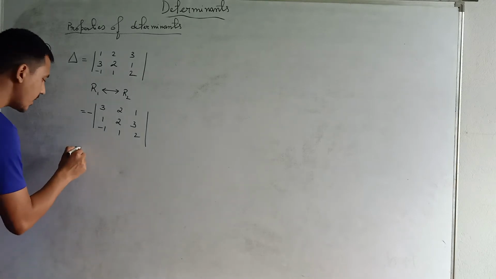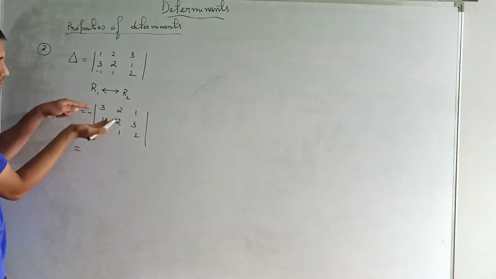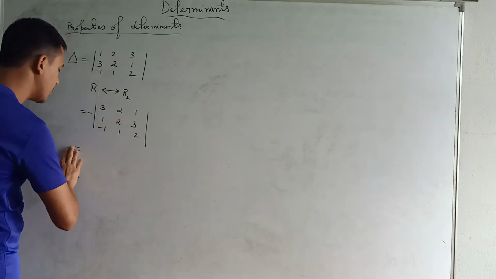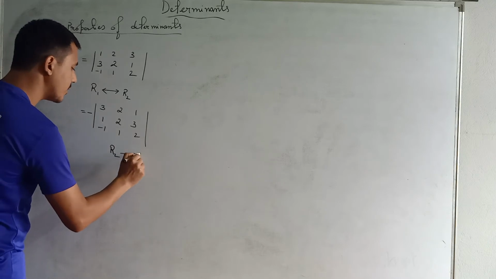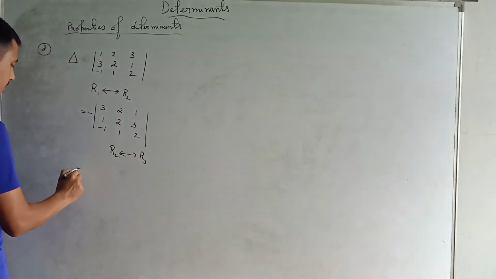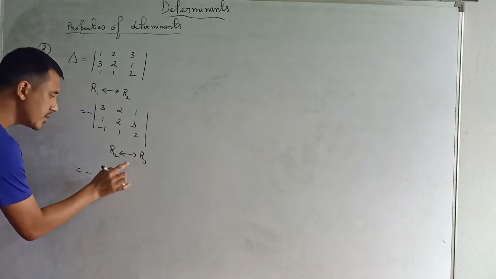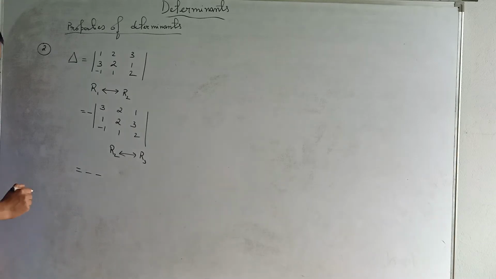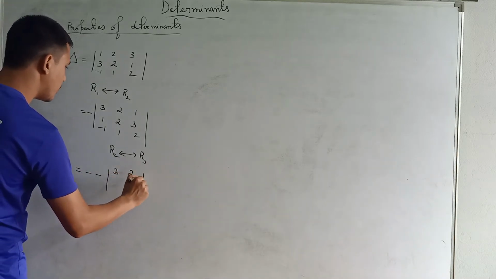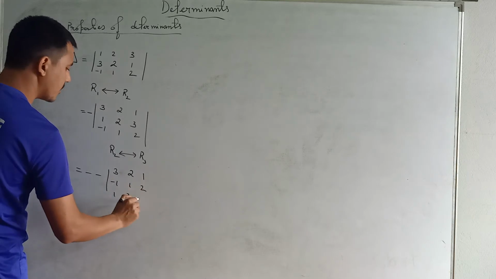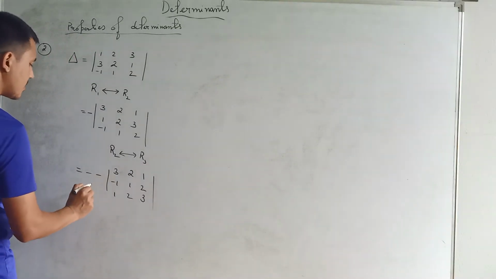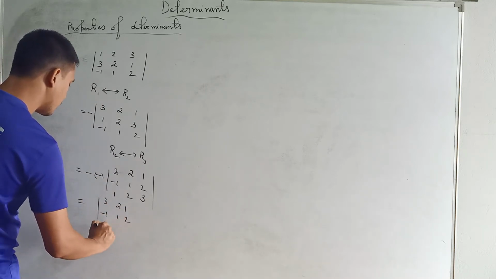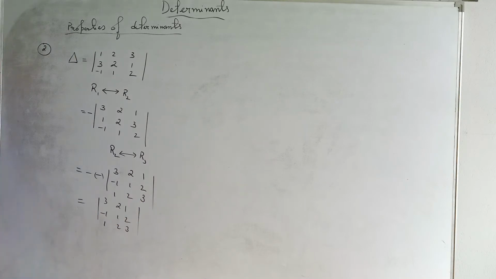Is it okay? Again, suppose you want to interchange row 3 with row 2. Suppose you want to interchange row 2 and row 3. You interchange them. Okay, there is a negative sign here. Now interchanging any two rows will give you another negative sign. Then you have 3, 2, 1, minus 1, 1, 2, 1, 2, 3. So this minus minus becomes plus, right? And 3, 2, 1, minus 1, 1, 2, 1, 2, 3. And so on we can continue.